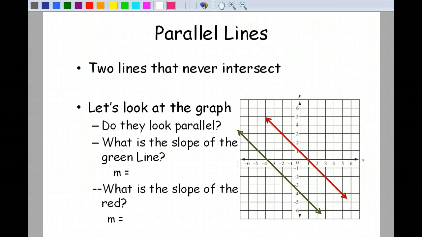Okay, now we're also going to talk about parallel lines. Parallel lines are two lines that absolutely never intersect. Now when I look at this, do these guys look parallel? They look parallel to me.